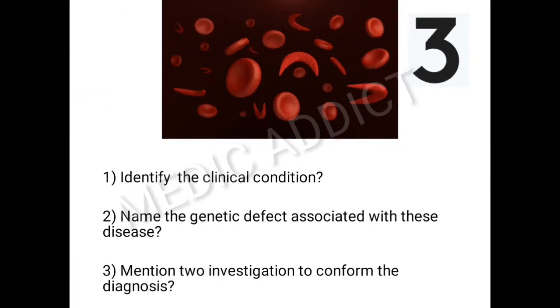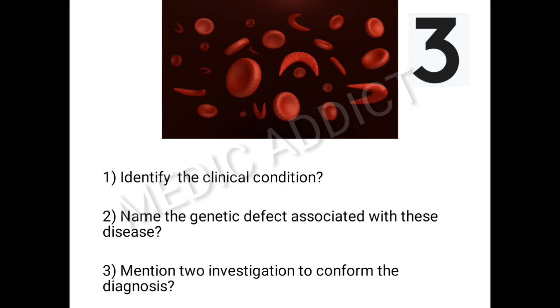The third spotter shows the disoriented shape and size of the RBC cells. We have to identify the clinical condition. The second question is: what is the genetic defect mainly associated with this disease? And the last one is: what are the investigations to confirm the diagnosis?